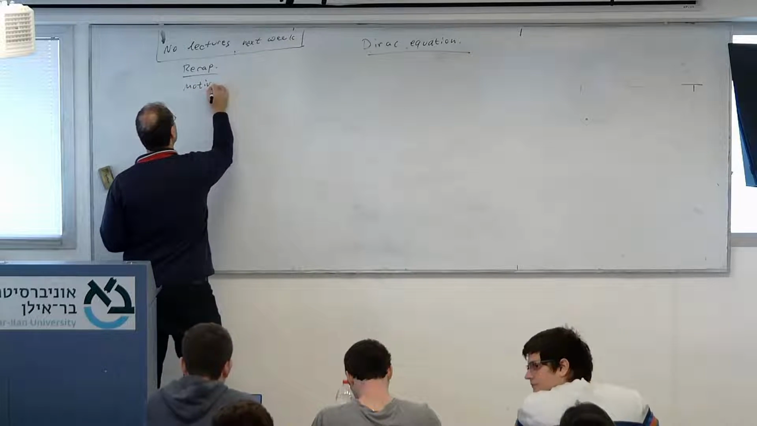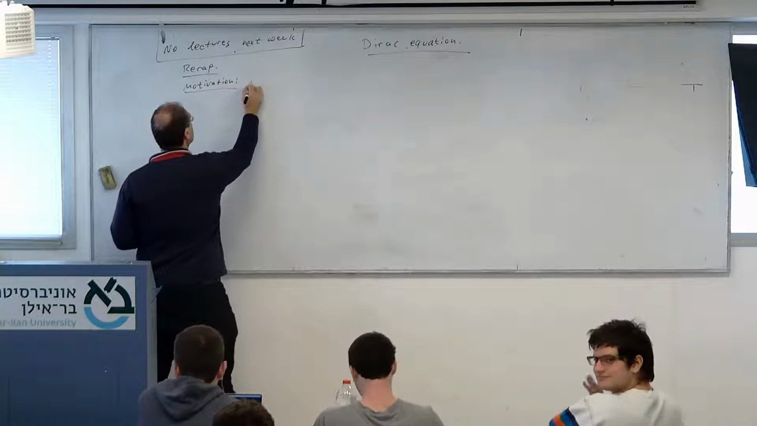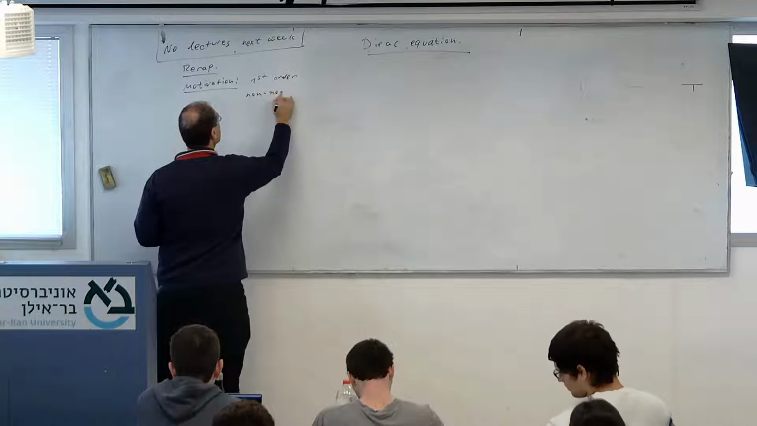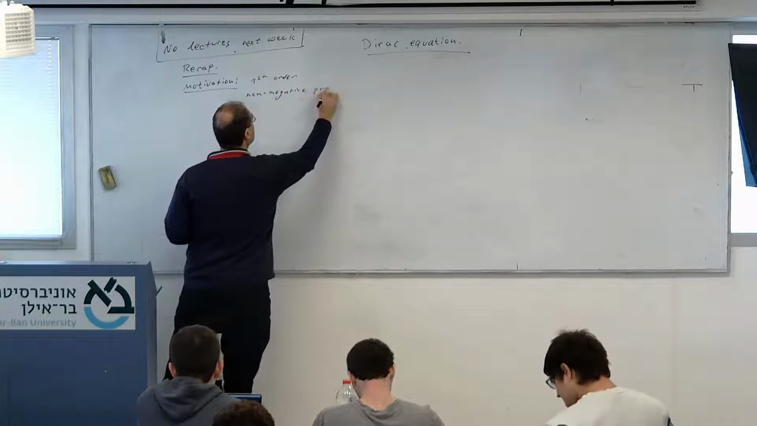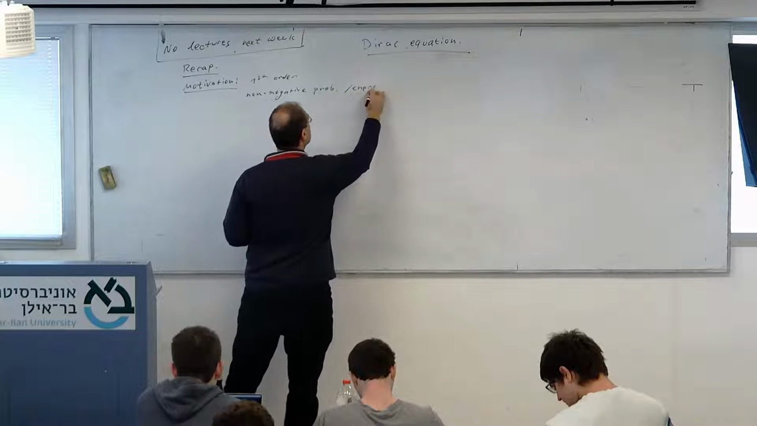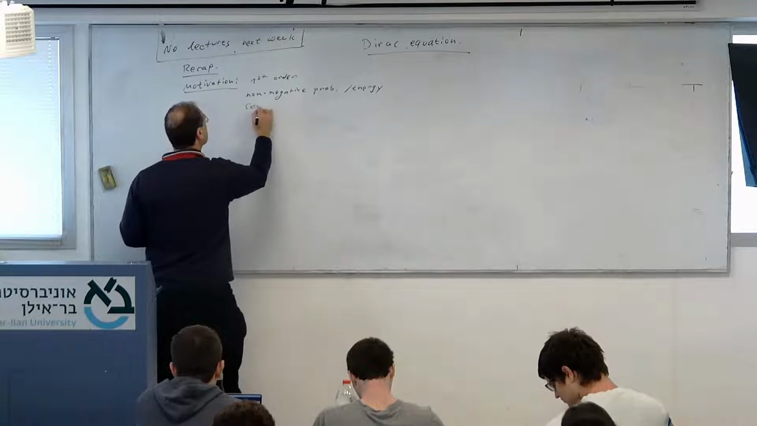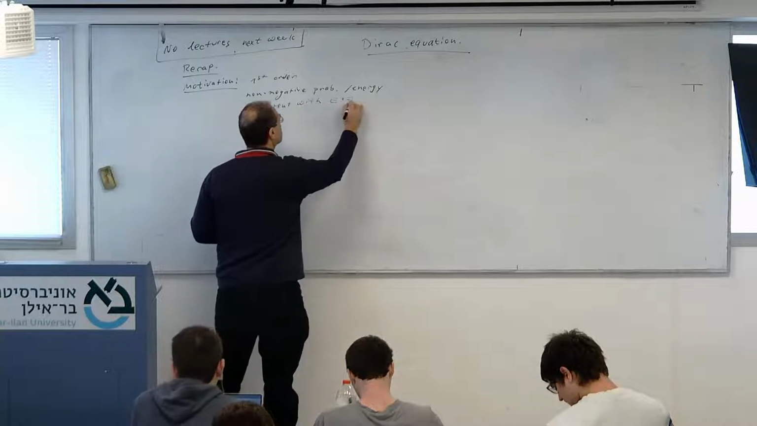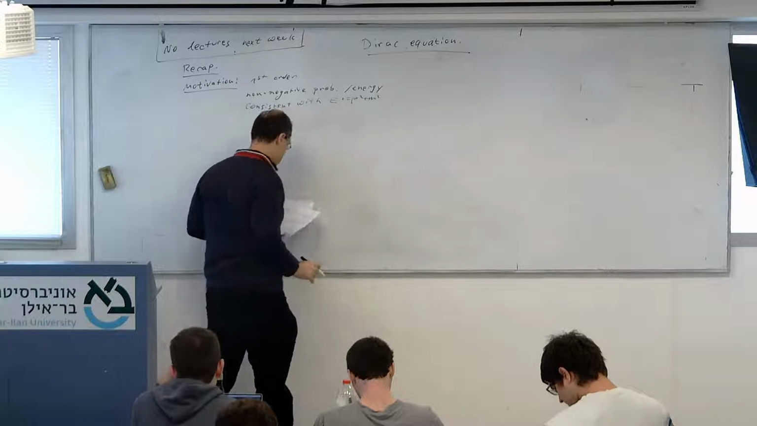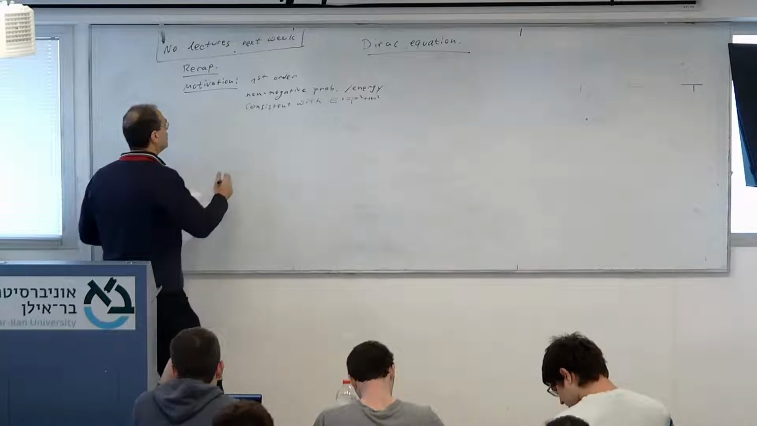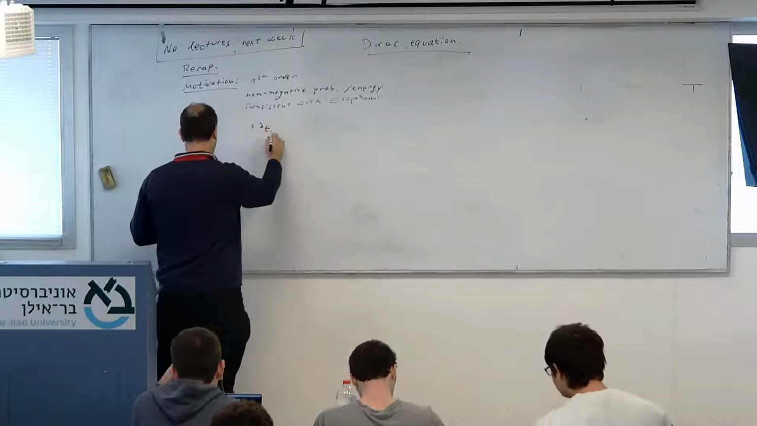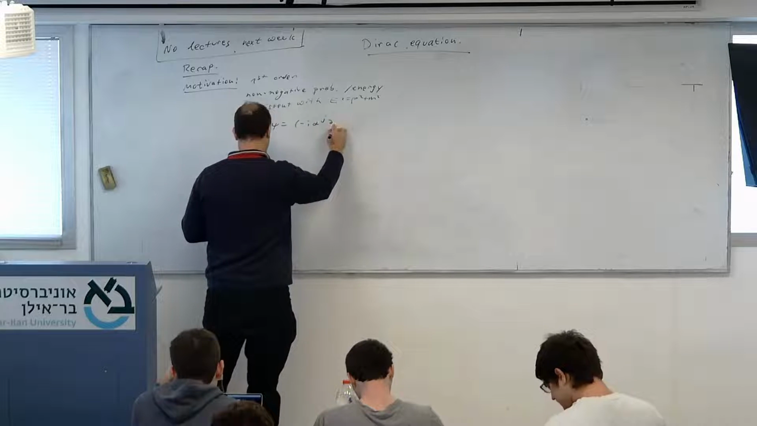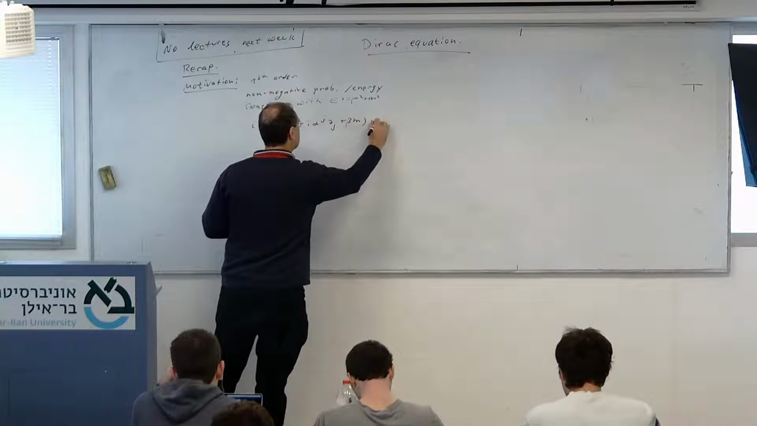Motivation: first order, non-negative probability, and consistent with E squared equals p squared plus m squared. And Dirac suggested an equation which looks something like i dt psi is equal to minus i alpha j dj plus beta m psi.